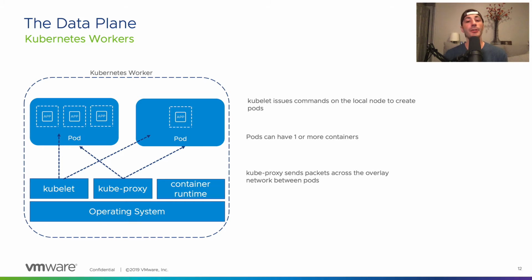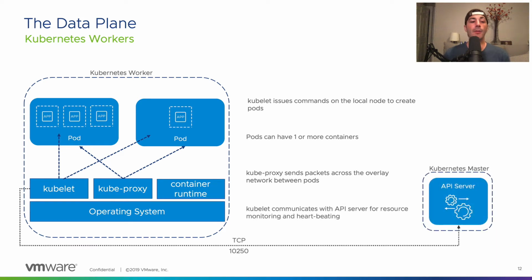And then there's another service called the kube proxy. Kind of sounds like network proxy. It's exactly what it is. It will be responsible for sending packets between pods over the overlay network, as well as figuring out how to get constant communication out from the pod to external resources that want that as well. And then all of this, as I had mentioned, the kubelet is in constant communication with the API server. The API server, again, is the heart of all of this. And this is going to be responsible for resource monitoring as well as heartbeating.